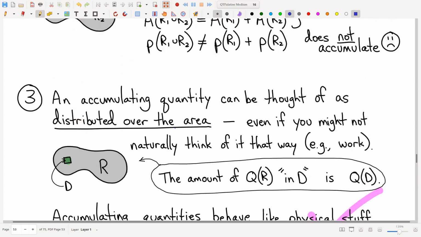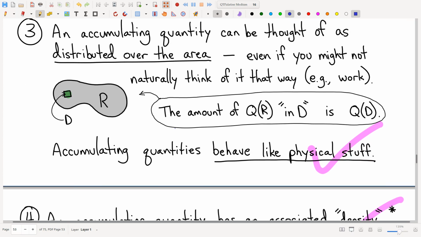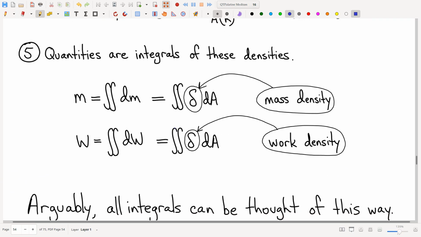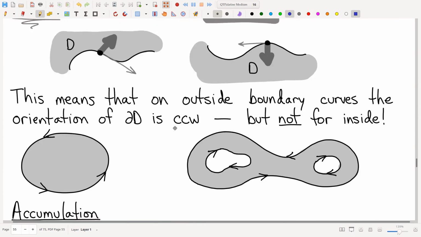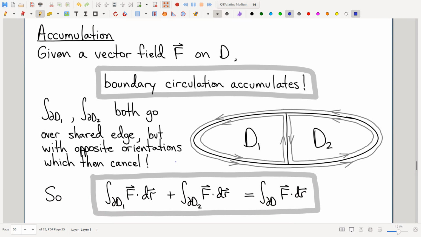Let me remind you, any accumulating quantity can be thought of as stuff, has a corresponding density, and can be computed with an integral. And we are now ready to talk about our first unexpected accumulating quantity. Drum roll.